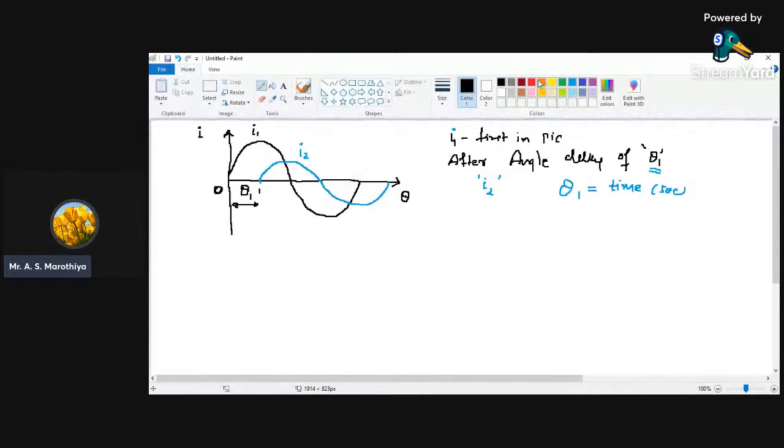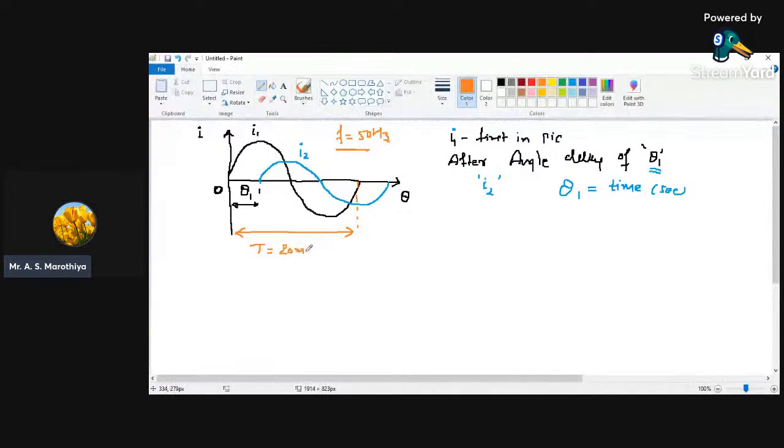Now remember one thing: whenever we are dealing with alternating quantities in the Indian scenario, the frequency is not going to change. The frequency is going to be 50 hertz. So for both quantities, whether it is I1 or I2, both are going to change at a constant frequency of 50 hertz. This is very important. That means the time period for both quantities is the same. Now, if you consider the time period for the first, the value is capital T, which is going to be 1 by f, 1 by 50.